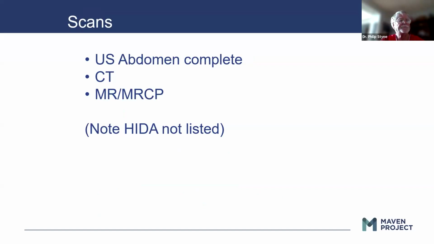Scans, ultrasound. If you're getting an ultrasound, please always get a complete ultrasound because it will show you spleen size, which can be a hint of significant chronic liver fibrosis and cirrhosis, and also look for pockets of ascites that may not be seen if you just get a right upper quadrant. A CT scan is often useful, especially if there's focal disease, and an MR and MRCP can be useful, but usually those are going to be ordered by the hepatologist or in conjunction with your hepatologist.